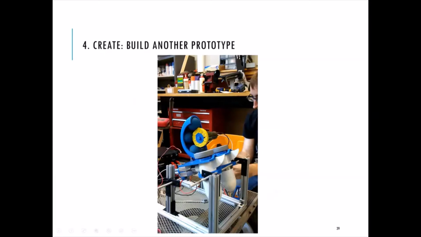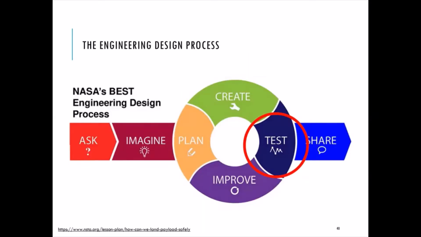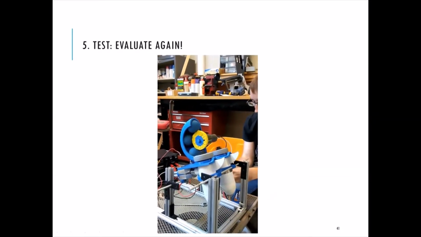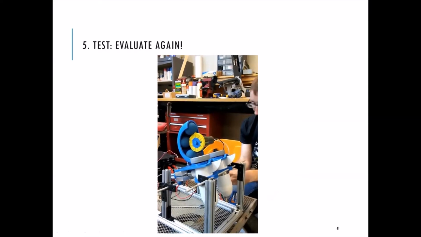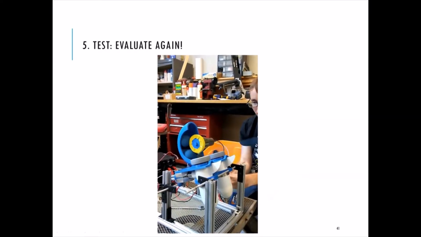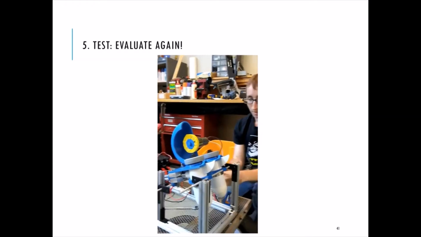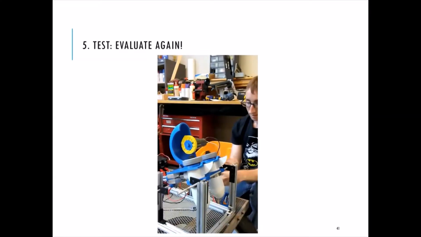Okay. So we created a new prototype. Now it's time to test it. So here is the carousel in action. It's gonna be rapid fire, Lucas. You ready? 3 balls. Yeah, there's a gap. So as you can see, it did pretty well.